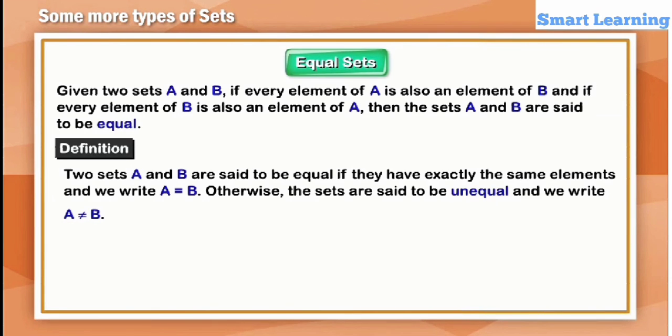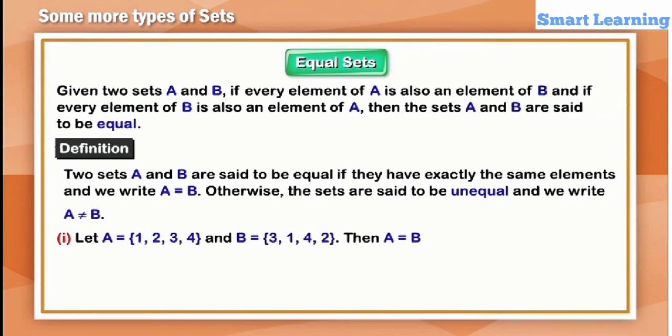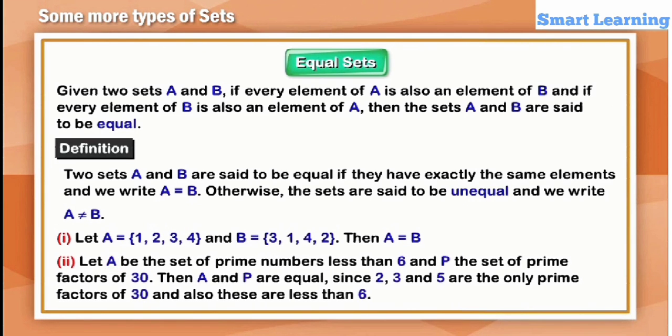We consider the following examples. 1. Let A is equal to {1, 2, 3, 4} and B is equal to {3, 1, 4, 2}. Then A is equal to B, as they have exactly the same elements. 2. Let A be the set of prime numbers less than 6 and B the set of prime factors of 30. Then A and B are equal since 2, 3 and 5 are the only prime factors of 30 and also these are less than 6.